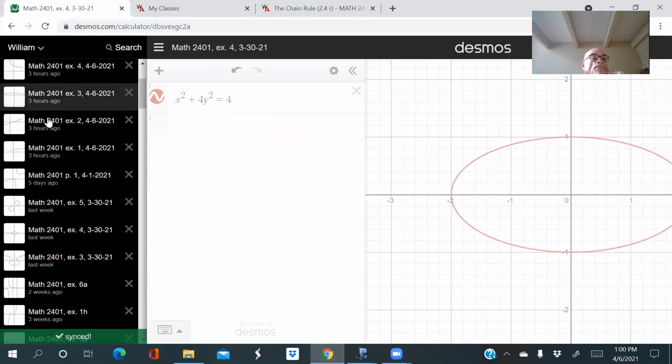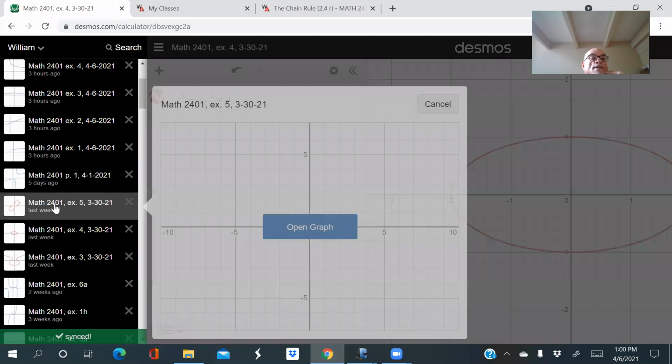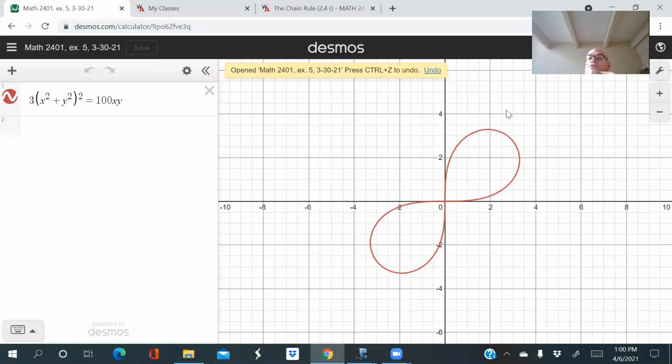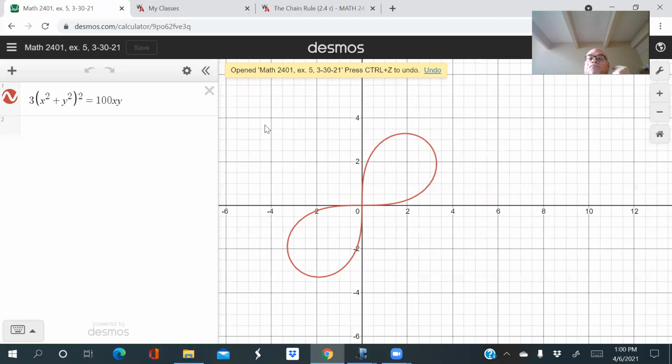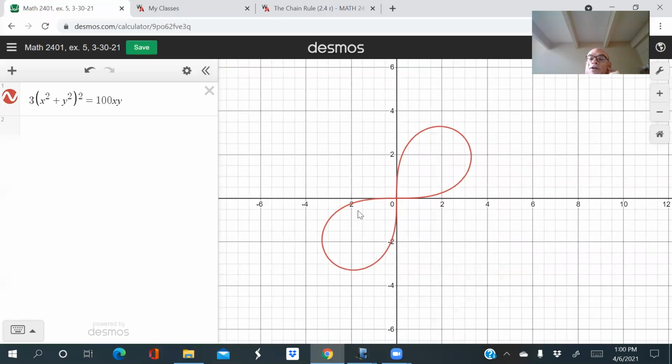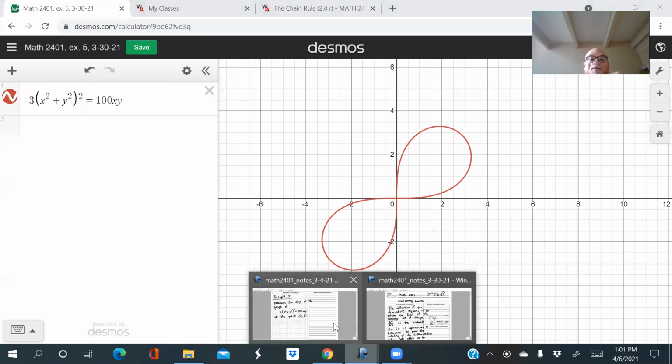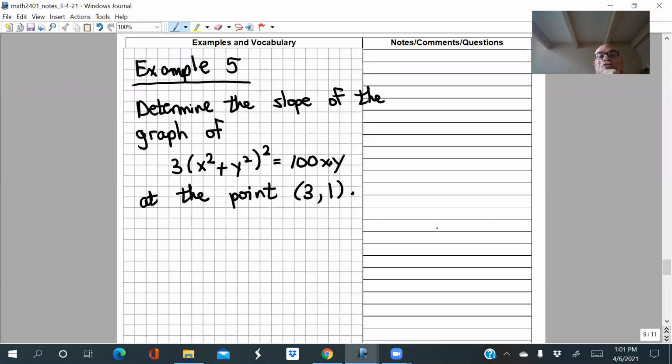I think it's this one. Oh, yeah, so you have a beautiful figure 8 curve here, right? Okay, and apparently the point, oh yeah, this point right there is on that curve. That's 3, 1. Okay. All right. So there's the curve that we're working with. I just want to show you how to go through the implicit differentiation process here with you.